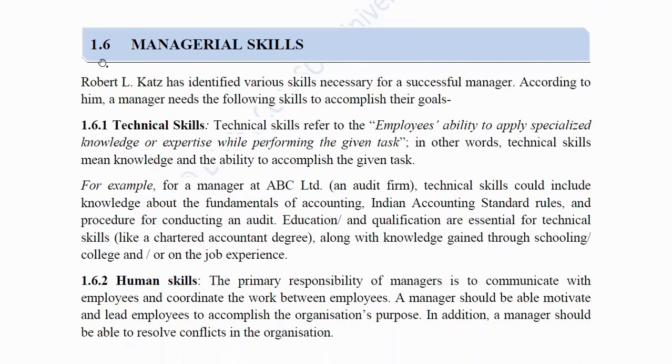1.6 Managerial skills. Robert L. Katz has identified various skills necessary for a successful manager. According to him, a manager needs the following skills to accomplish their goals. 1.6.1 Technical skills. Technical skills refer to the employee's ability to apply specialized knowledge and expertise while performing the given task. In other words, technical skills means knowledge and the ability to accomplish the given task.